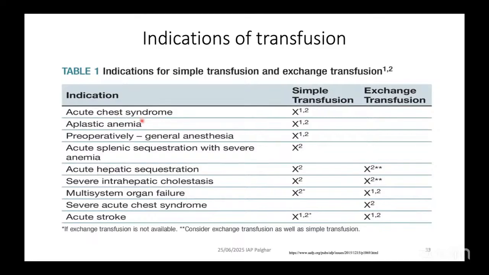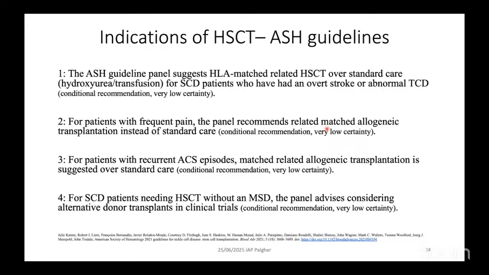Any patient who develops acute chest syndrome, aplastic anemia due to parvovirus B19 infections, splenic sequestrations, or hepatic sequestrations. Usually, transfusion helps in these patients. Those who develop stroke, they should be put on regular transfusion program so that the risk of having recurrent stroke is less. Now, moving on, indications of HSCT.